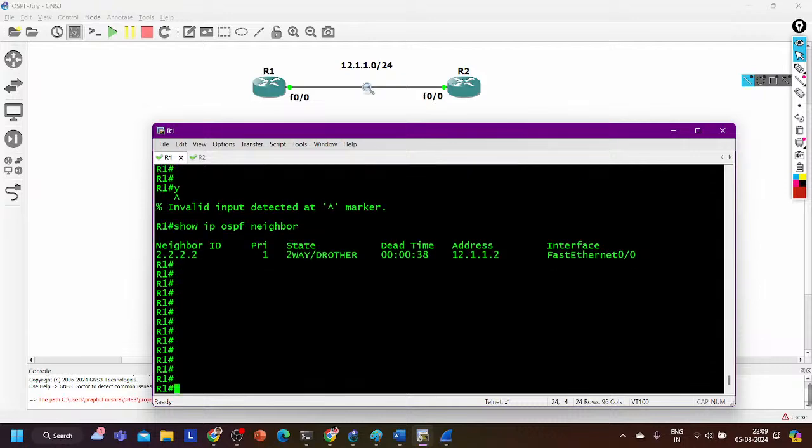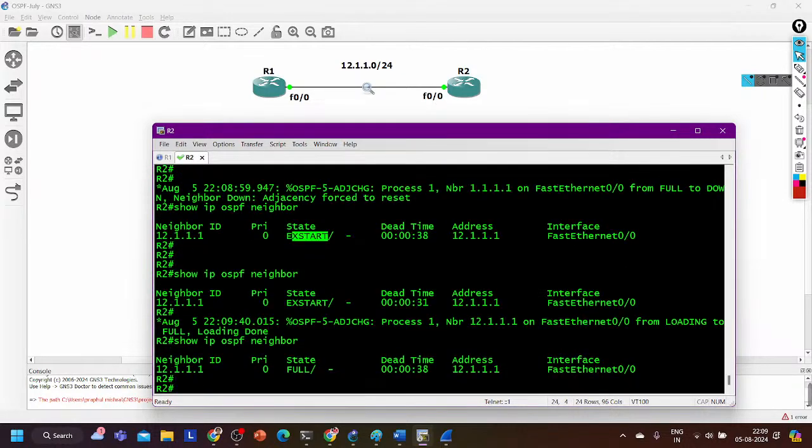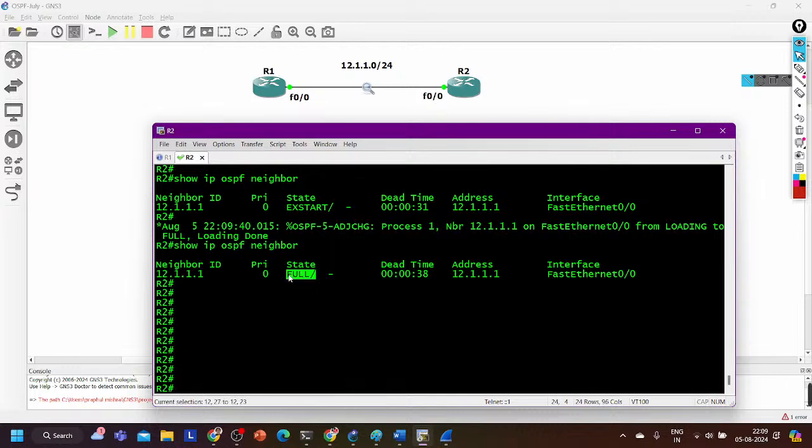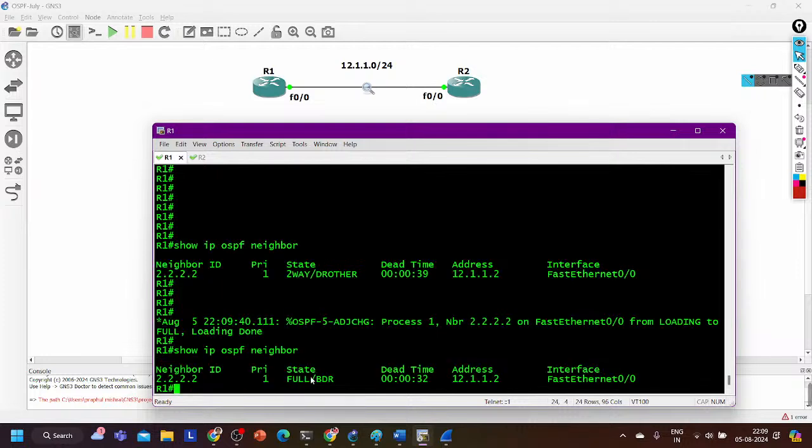On router number 1, neighborship is stuck in two-way state. On router number 2, now neighborship is in full state. On router 1 it's now showing full state too. So OSPF is a slower protocol in this scenario. To make it faster, you have to change the network type.